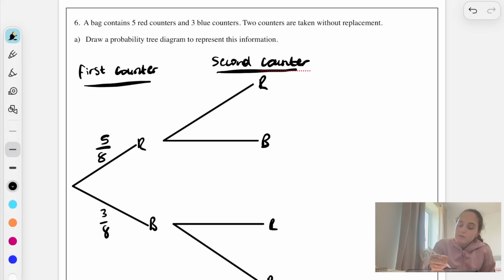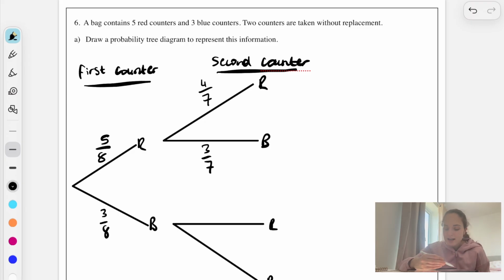So given the first counter is red, if a first red counter was taken, we originally started with 5 red counters, but if we've already taken 1 out, there's now going to be 4 red counters left. And there's going to be 7 counters in total because 1 of them has been removed. So given that the first counter is red, the probability that the second counter is red is going to be 4/7. Now the probabilities need to add up to 1, so the probability that the second counter is blue is going to be 3 over 7.